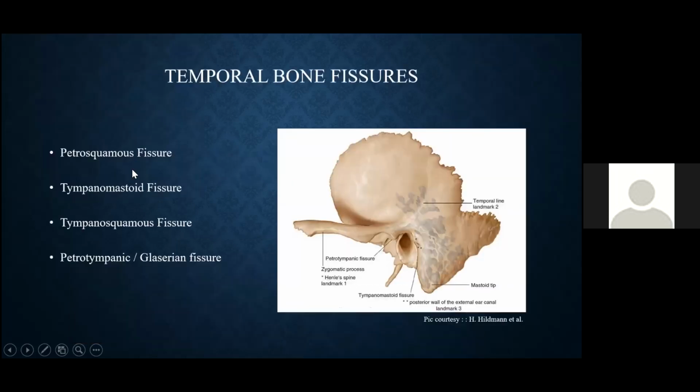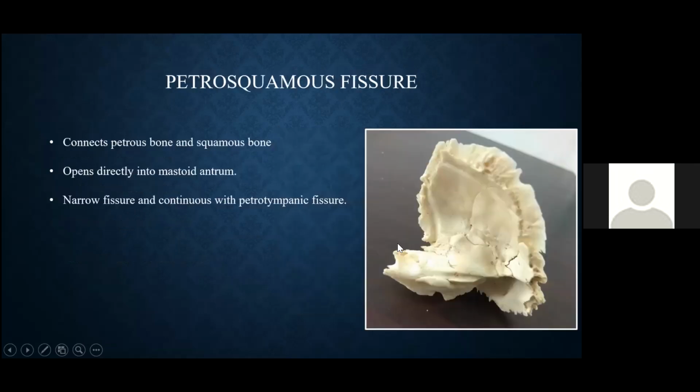So lastly, I'll discuss the temporal bone fissures. There are around 4 fissures in the temporal bone: the petrosquamous fissure, tympanomastoid, tympanosquamous, and the petrotympanic. 2 we have already discussed in the previous slides. Let's revise them and learn the 2 more.